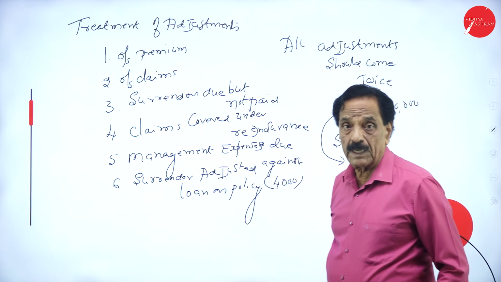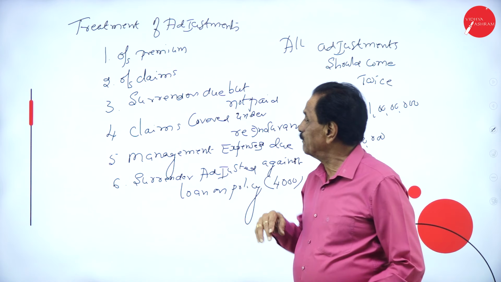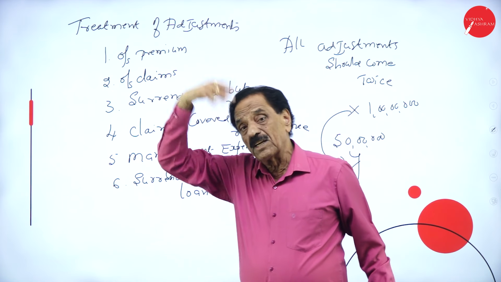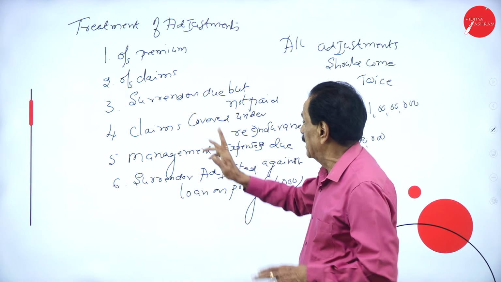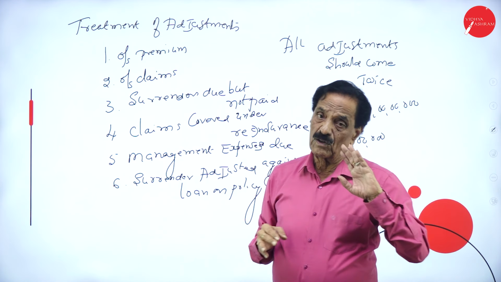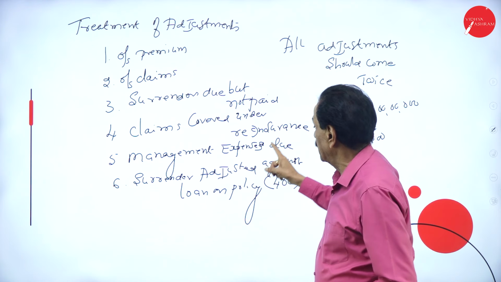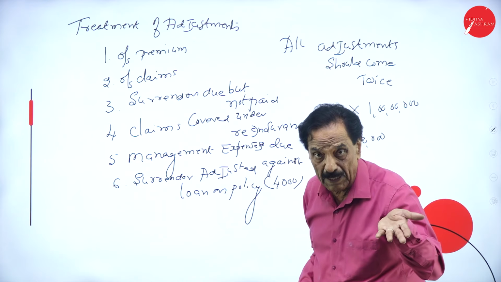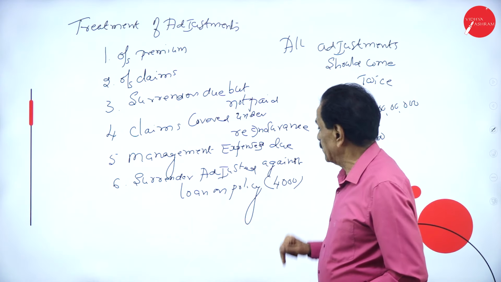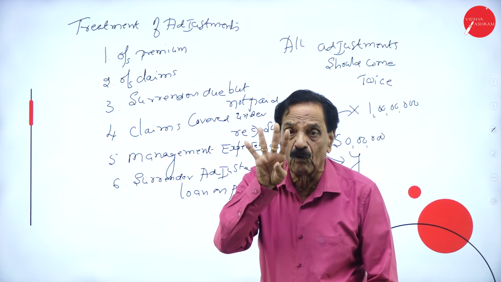How to treat outstanding premium: it should be added to premium, and then shown on the asset side of the balance sheet. Outstanding claim, add to claim in the 4, then it will come on the liability side of the balance sheet. Surrender due but not paid, add to surrender, schedule number 4. Then on the liability side of the balance sheet. Claims covered under reinsurance, deduct from the claims, and it will come under current asset.